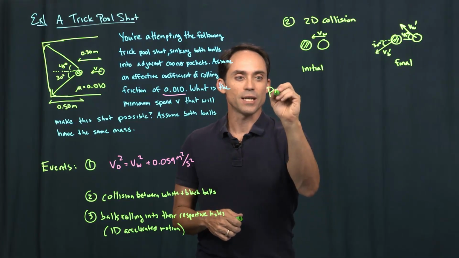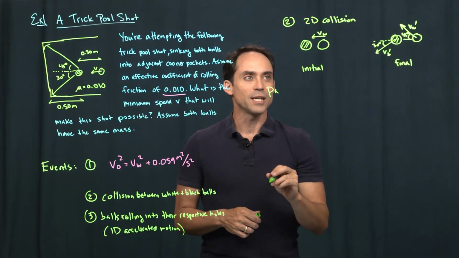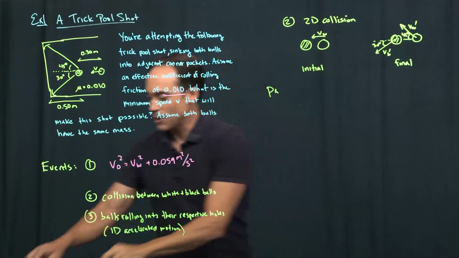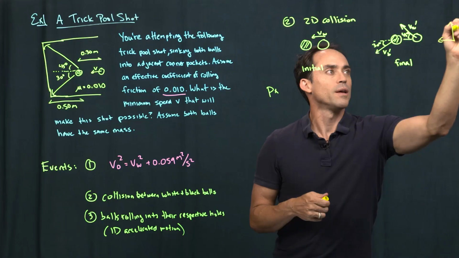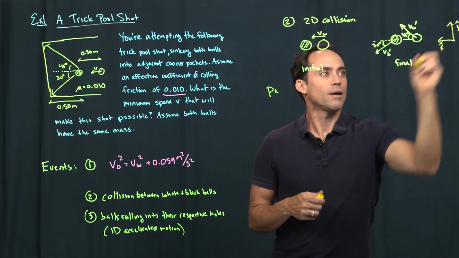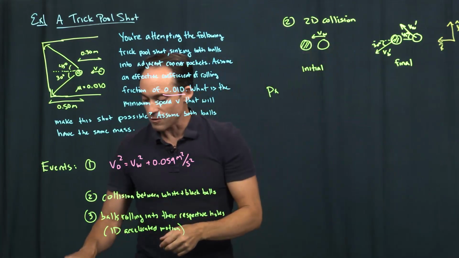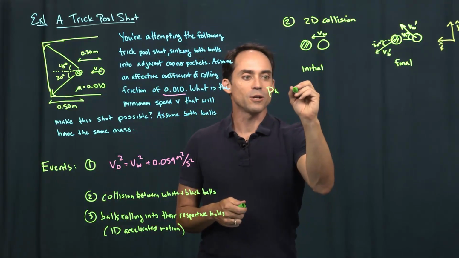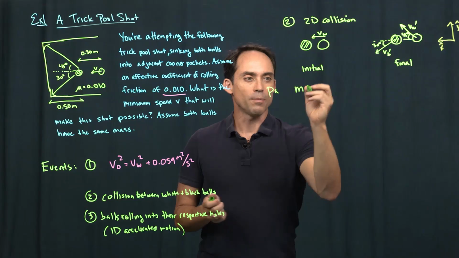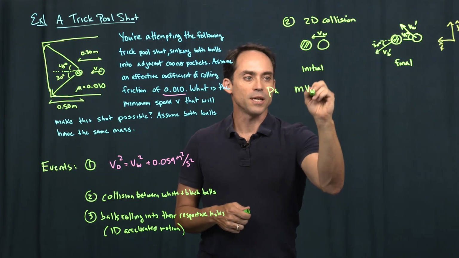So let's first write down our momentum in the x direction. In that case, let's make sure we also write down our coordinate system. We'll use the same one we had before, x hat and y hat, with the x hat pointing in the direction of motion. So in this case, the initial momentum is going to be the mass of the white ball, which is the same for both, times its speed.